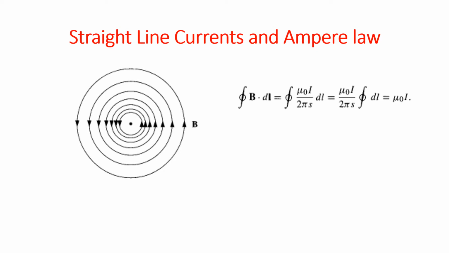Hi students, today we are going to learn about the divergence and curl of magnetic field. So first of all, learn about straight line currents and Ampere law. We all know that a steady current produces magnetic field.